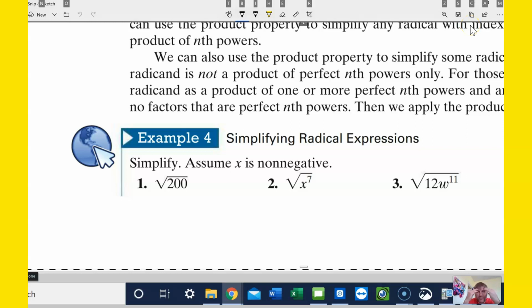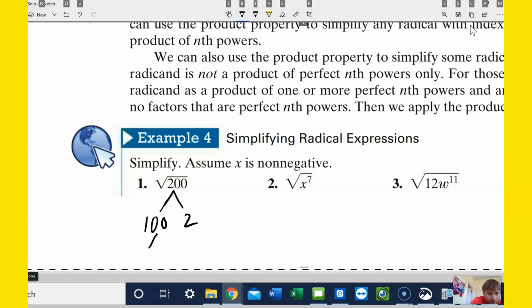Example 4, how do we simplify radical expressions? Some of this you'll already be familiar with. But we simplify radical expressions by breaking it down, and since this is a square root, we look for something multiplying with itself. So 2 of the same thing multiplying together would give you what's under that radical. So 200 does not have a perfect square root, but maybe it can break down to something that does. So 200 can break down to 100 times 2.